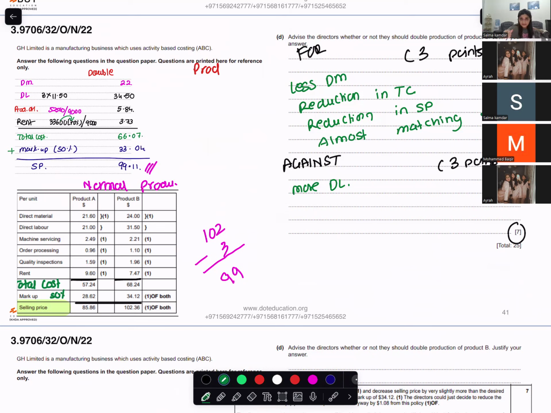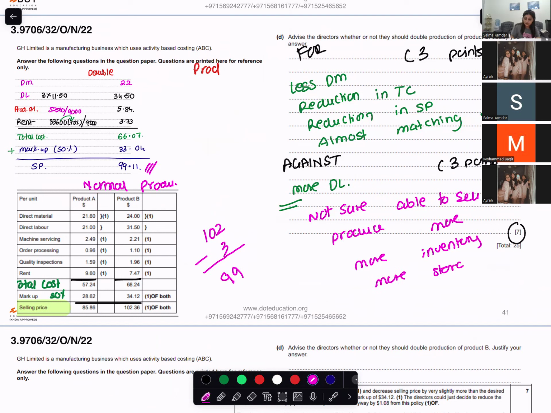Now tell me against. For against, the direct labor cost is increasing, and you're not sure whether you will be able to sell. There's no guarantee that you will be able to sell double the number of units. Plus, if you produce more, you will have more inventory. That means more storage costs, more risk.